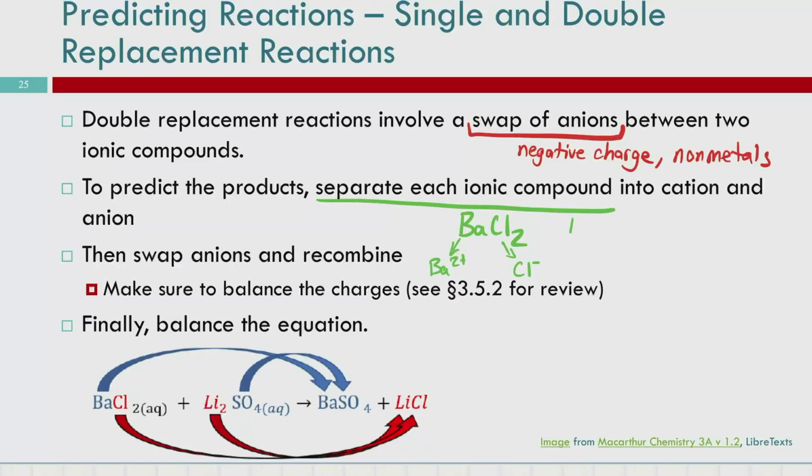And if we have lithium sulfate, that separates into lithium, which is an alkali metal, always a 1+ charge, and sulfate, SO4 2-, which you can find in your oxyanion table on your green sheet. I'll just rewrite the separated ions out down here.